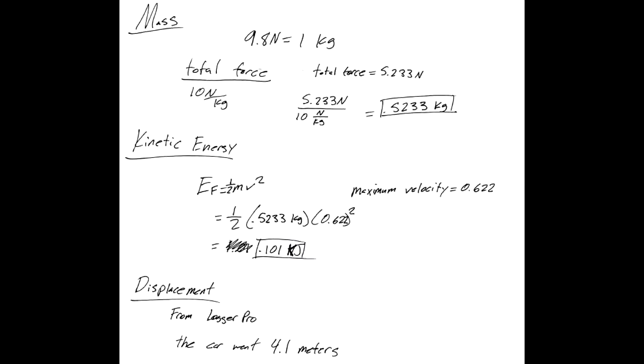The maximum velocity was 0.622 meters per second, and you plug that into the equation for kinetic energy, which is 1/2 mv squared, and then it's 1/2 times 0.5233 kilograms times 0.622 squared, and when you multiply that all out, it is equal to 0.101 kilojoules. And again, the displacement was 4.1 meters.